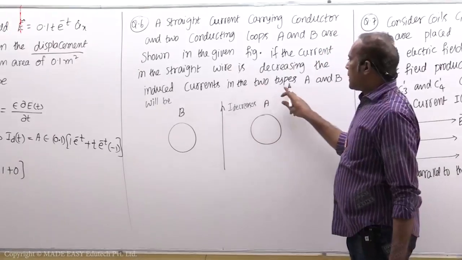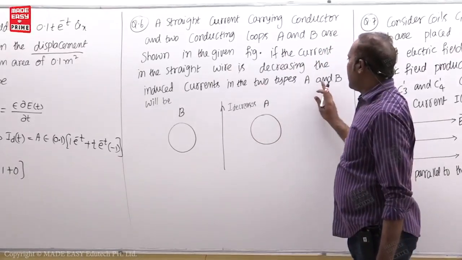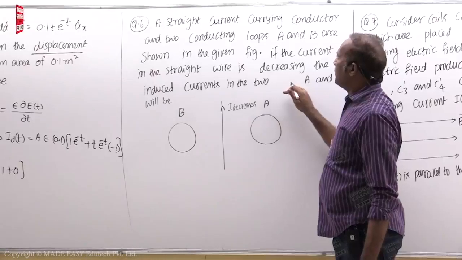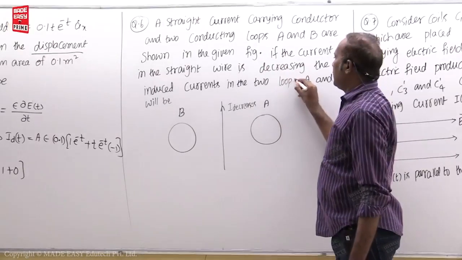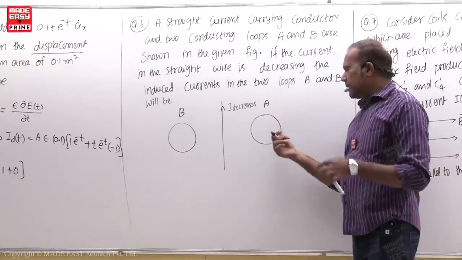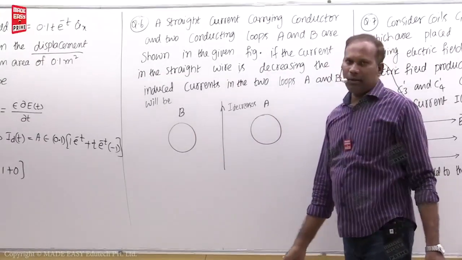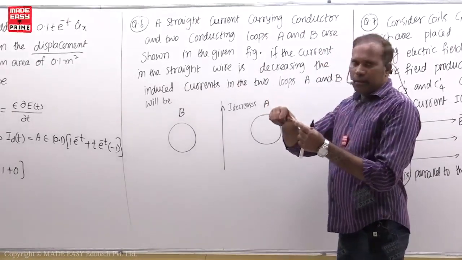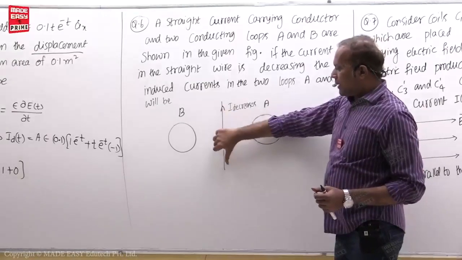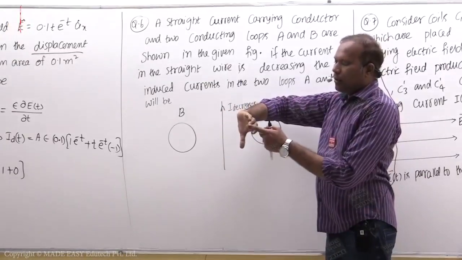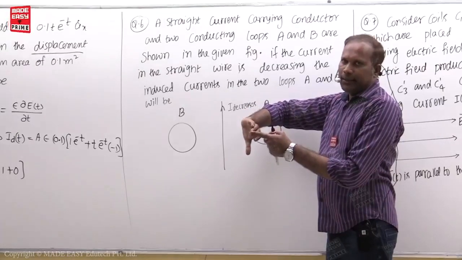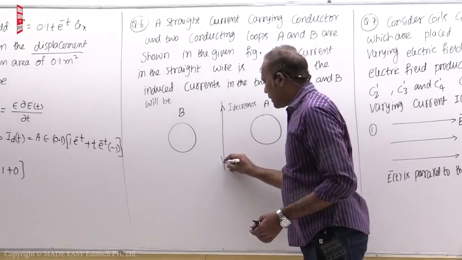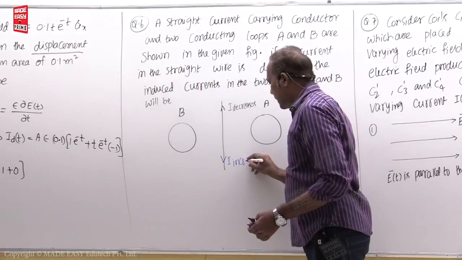Now the induced currents in the two loops A and B will be, actually induced current in two loops I will write. No, they are loops actually. Induced current in two loops A and B will be. So in this loop, induced current direction you have to find. Now according to Lenz's law, if you put the thumb in current increase direction, then these closed fingers give magnetic field increased direction. Actually students, here if current decreases in this direction, then current increases in this direction.